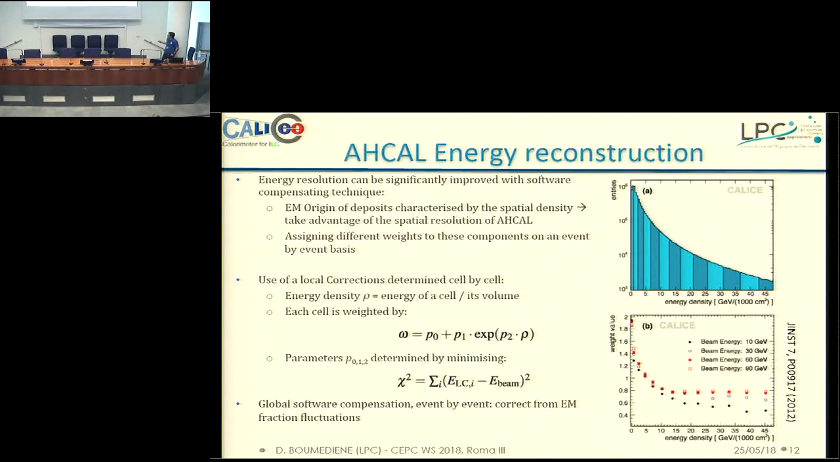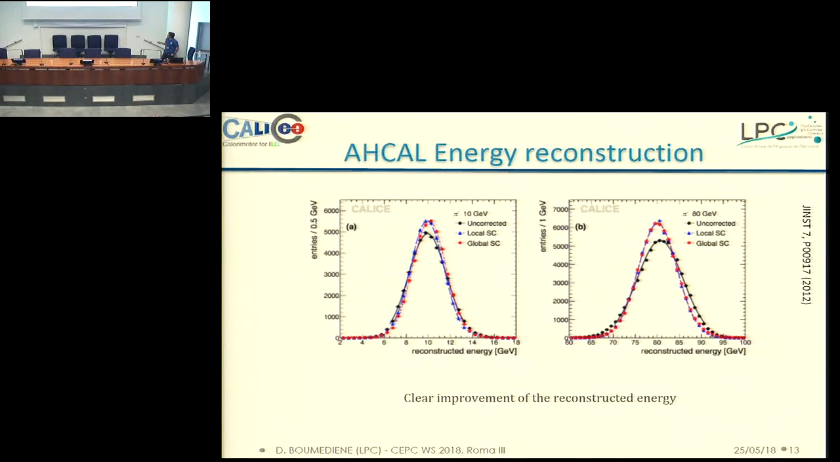So the idea is to reweight the energy cells with a weight that depends on the energy density. And the energy density is the experimental way to know if the energy deposit is more electromagnetic or hadronic. And you see here the distribution of the energy density in the HCAL. These weights have some free parameters that you measure by minimizing a chi-square that basically compares the reconstructed energy to the beam energy. And you see here how these weights look like.